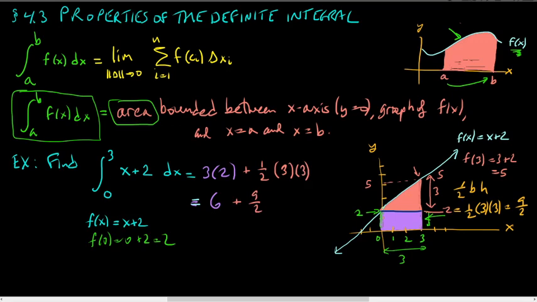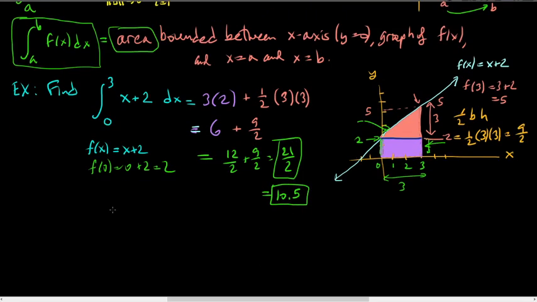So what do you get when you add 6 plus 9 over 2? You get 12 over 2 plus 9 over 2, 21 over 2. Right? So that's the total area of the red triangle plus the purple rectangle. And it's also just 10.5 if you prefer decimals. That's going to be the value of this definite integral from 0 to 3 of x plus 2 dx. That answer there is 10.5 or 21 over 2.